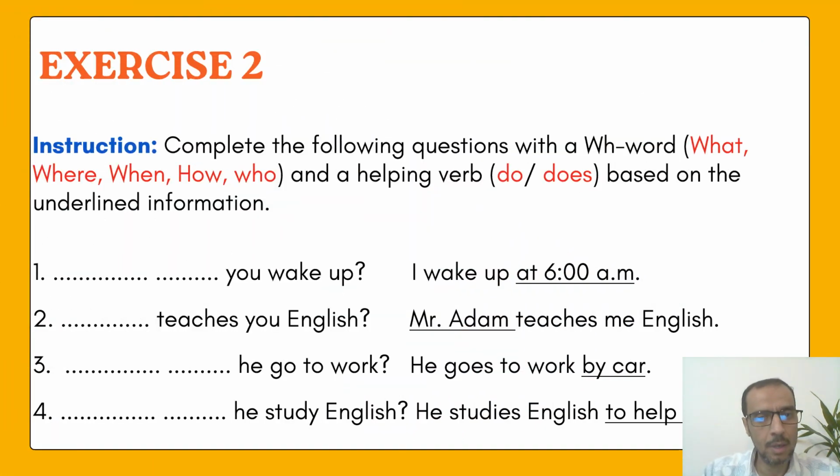Exercise 2. Complete the following questions with the WH word, such as what, where, when, how, or who, and a helping verb, do or does, based on the underlined information. Let's see here. I wake up at 6 a.m. The underlined part is 6 a.m. So that shows time. Which of these WH words is used to ask about the time?